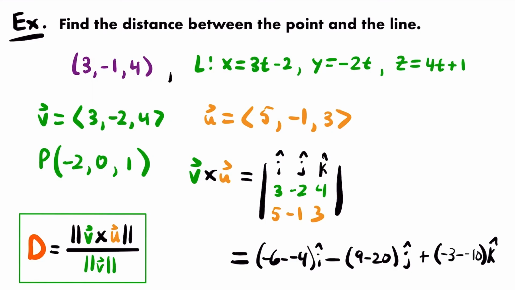So we have negative 3 minus negative 10. And now let's simplify. Negative 6 minus negative 4 is the same as negative 6 plus 4, which is negative 2. So this will be equal to negative 2i, and then we have minus 9 minus 20 j. 9 minus 20 is negative 11, but if we're subtracting negative 11j, that will become plus 11j. And then we have plus negative 3 minus negative 10, which is the same as negative 3 plus 10, which is 7. So we have plus 7k. All right, and so that is the cross product of vector v and vector u.